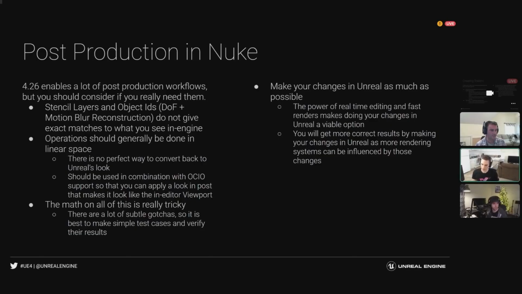For the post-production stuff, the math is all really tricky. There's a lot of ways you can go wrong in subtle ways. I discovered the hard way about 7, 8, 9 times, just trying to get the field working. So make some simple test cases and verify the results. Make sure your motion blur is scaled correctly and goes the same way in Unreal as it does in Nuke.